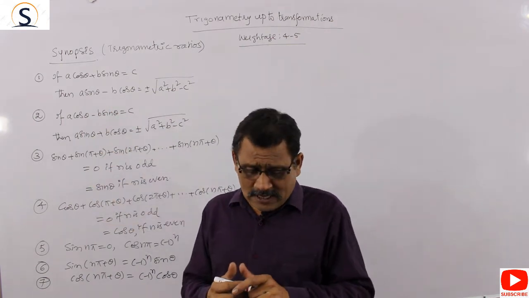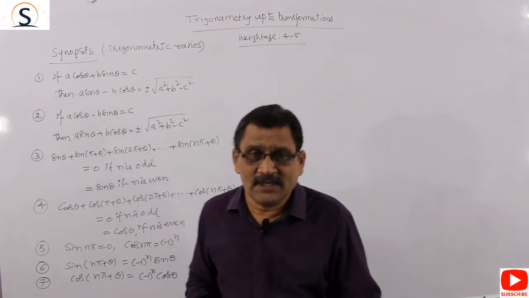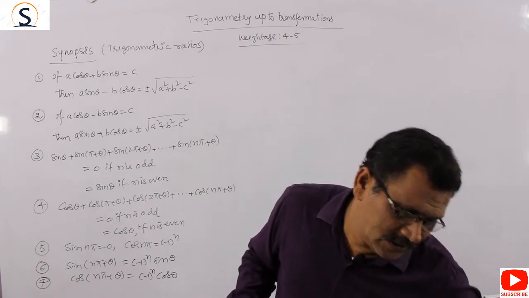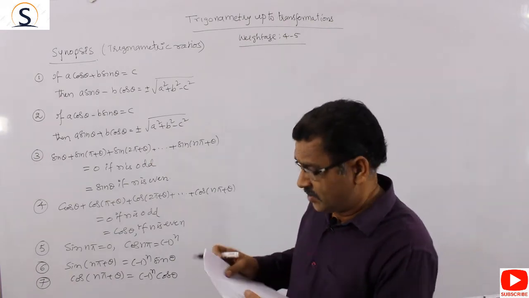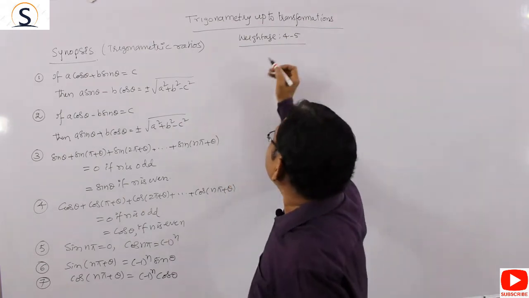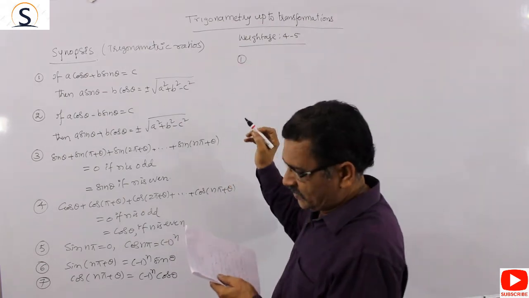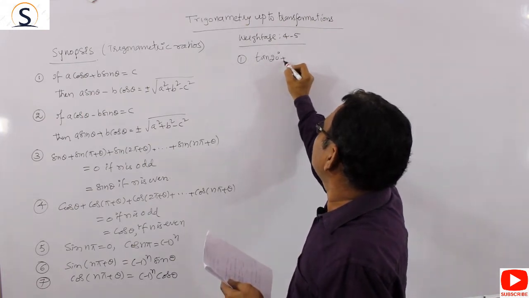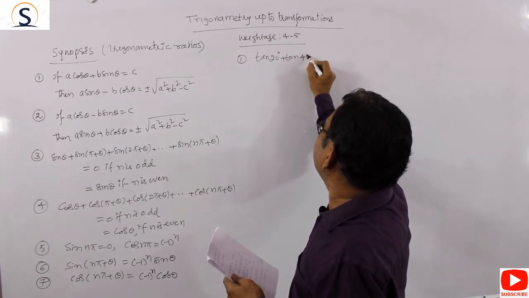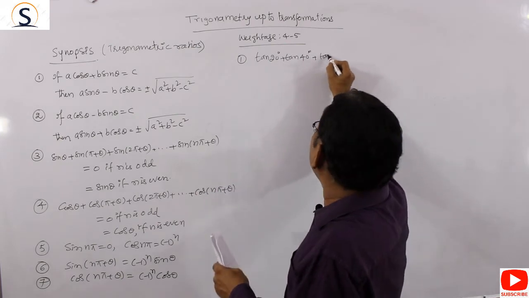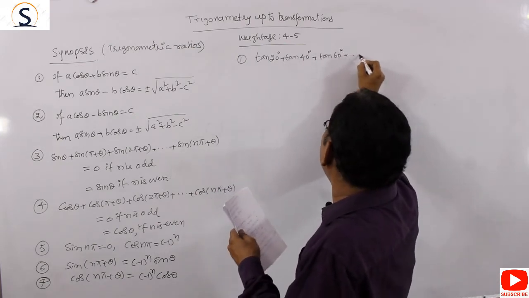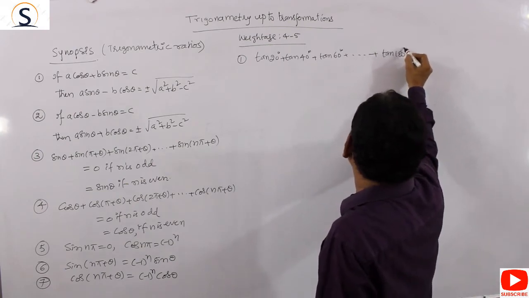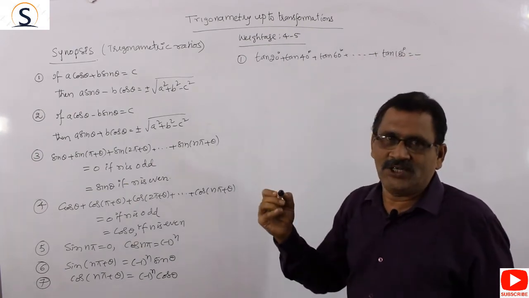Okay. So, I include the problems in other models also. We will discuss some of the problems in this chapter. The first problem is tan 20 degrees plus tan 40 degrees plus tan 60 degrees and so on plus tan 180 degrees, value is dash.